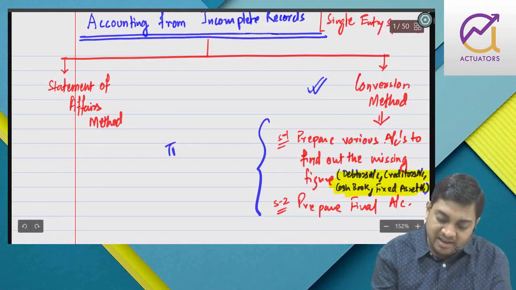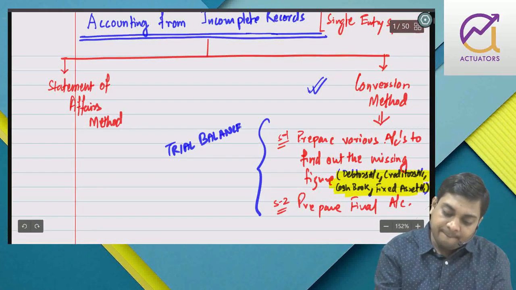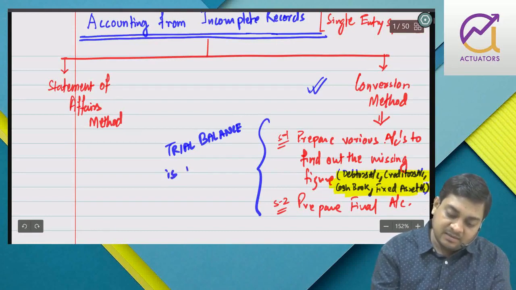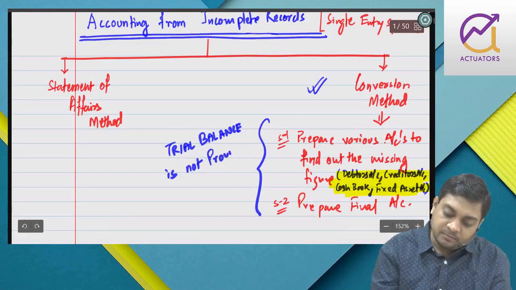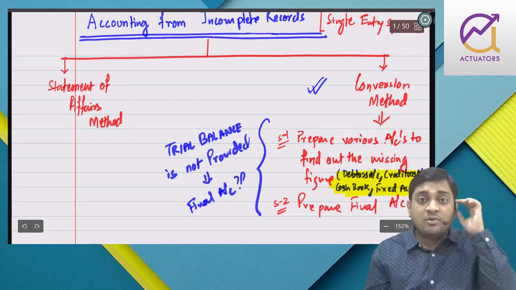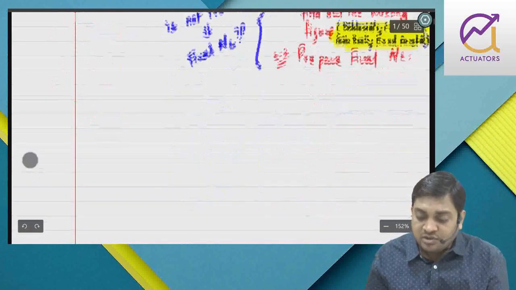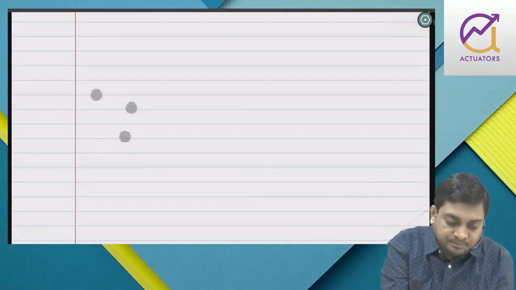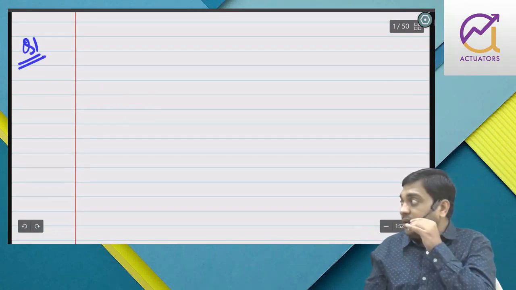So you will always find that trial balance is not provided, and they will ask what? Final account. So you know how to prepare final account in case of double entry system. In case of incomplete record, I am teaching you today, right? So first of all we will do problem number 1. Just read question number 1, right? Read question number 1.